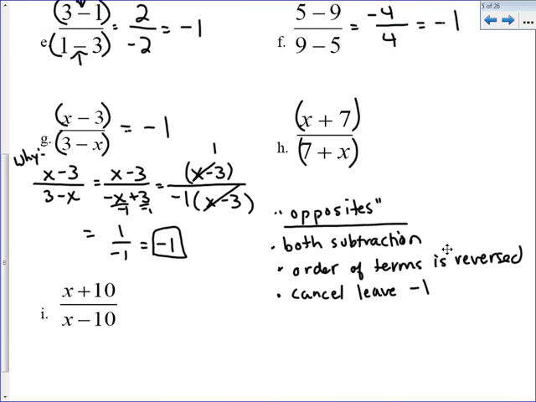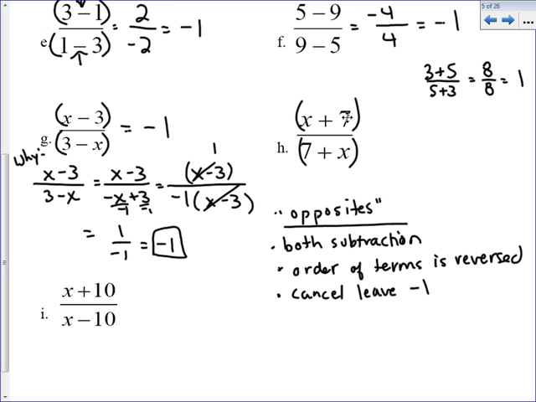Let me ask you this question. Let's make an aside. What if I have 3 plus 5 over 5 plus 3? What's 3 plus 5? 8. What's 5 plus 3? 8. And 8 divided by 8? 1.